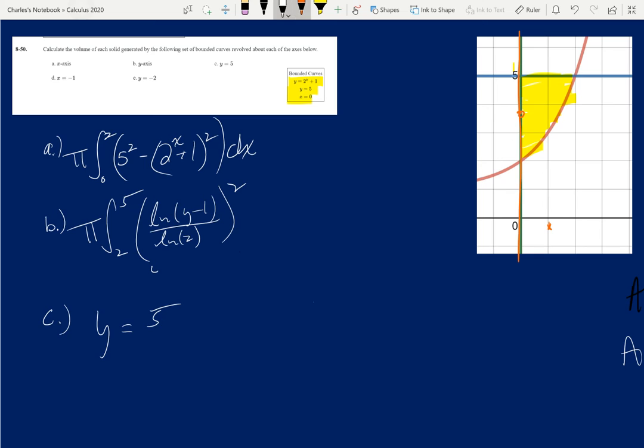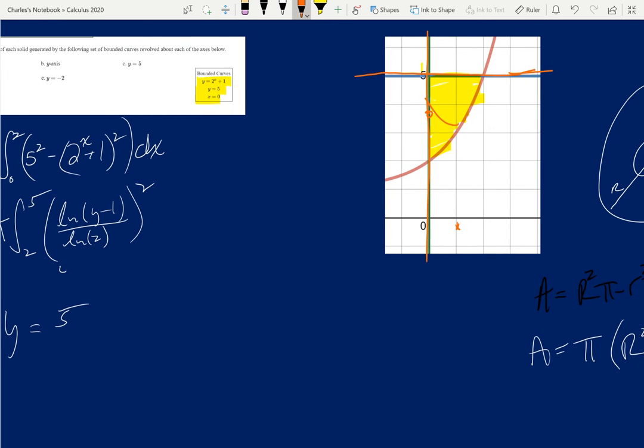Okay, y is equal to 5 is this line right here. And so what happens when you get this, you get disks. But if you think of what's the radius of one of these disks, it's not as easy as just squaring the function. In fact, what's the radius of this? This is 5 minus 2 to the x plus 1. It's 5 minus that whole thing.